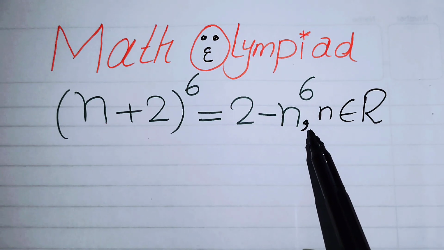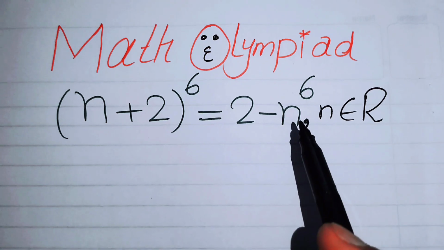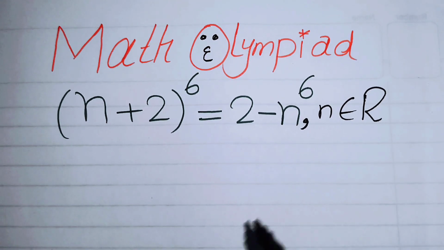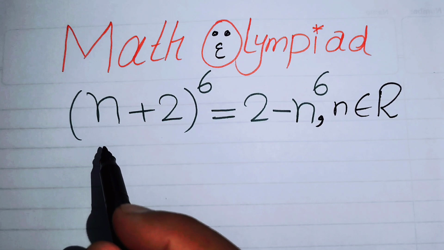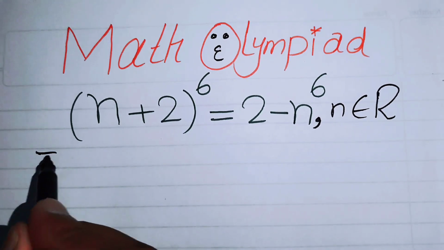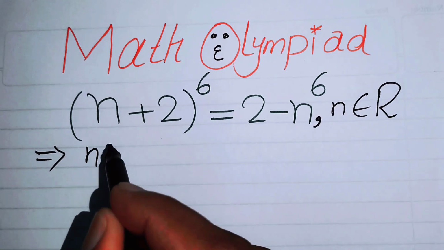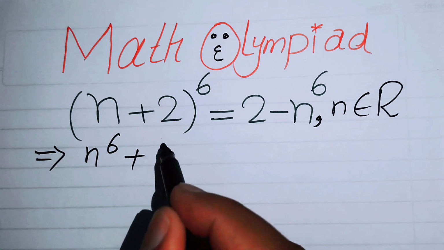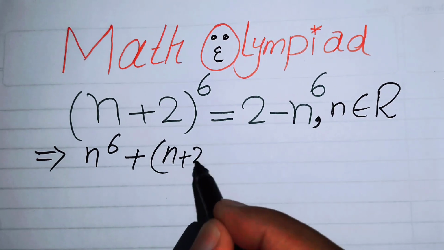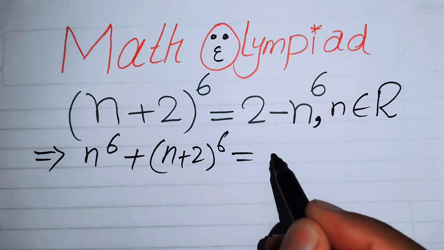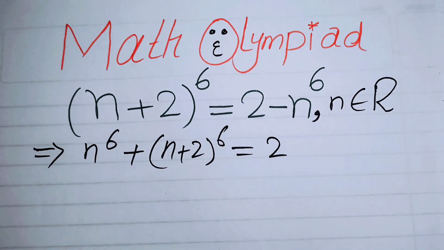So the very first thing we are going to do is move this n^6 to the left hand side, and you will get its output in the form of n^6 + (n + 2)^6 = 2.